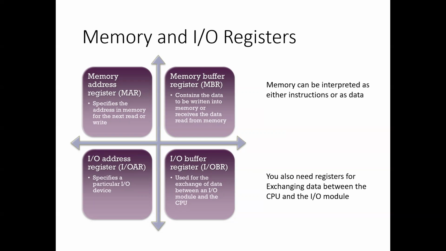The CPU exchanges data with the memory. For this purpose, it typically makes use of two internal registers. One is a memory address register, or MAR, that you see up there in the upper left. That specifies the address in memory for the next read or write. And a memory buffer register, which contains the data to be written into memory or receives the data read from memory. Similarly, an IO address register, or IOAR, specifies a particular IO device. An IO buffer register, IOBR, is used to exchange data between the IO module and the CPU.